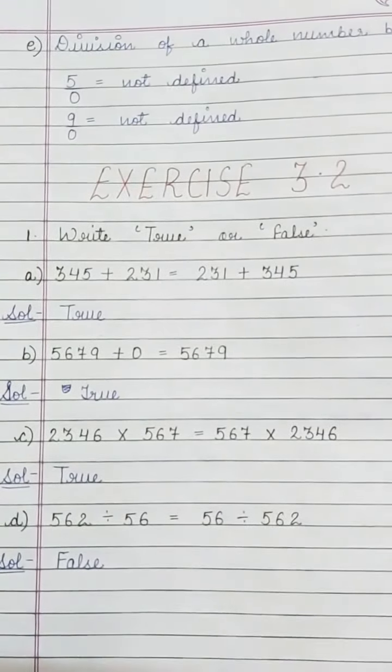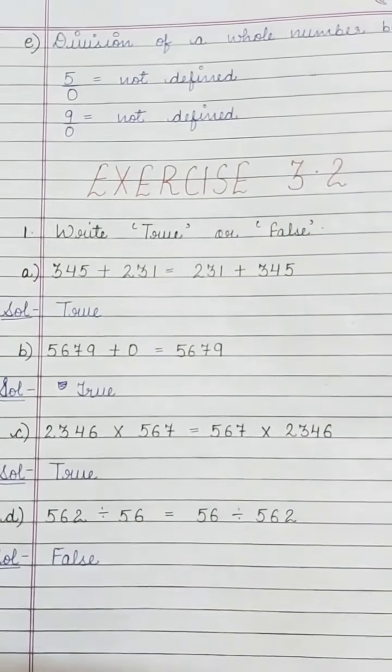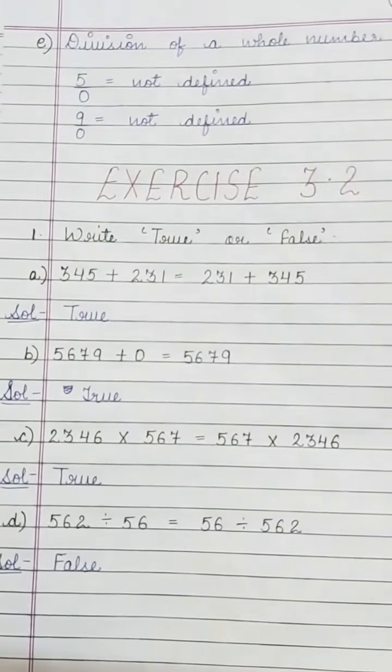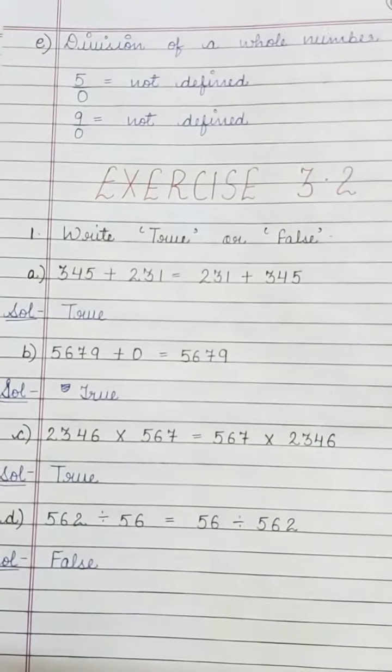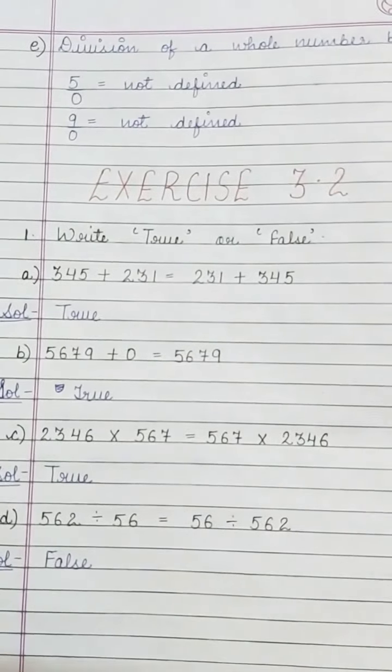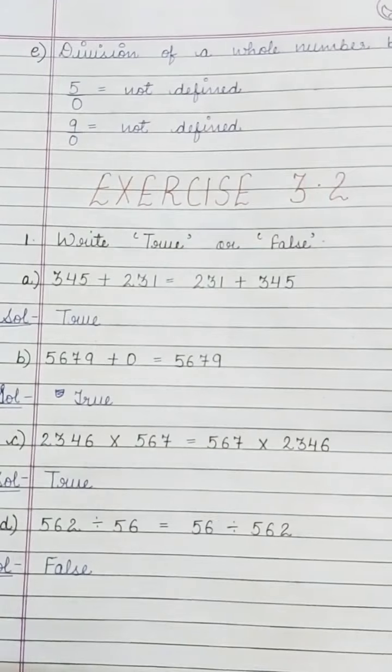Now the B part is 5679 plus 0 is equal to 5679. Now whenever you will add 0 to any number, the result will be the number itself. जब आप 0 को किसी भी whole number में add करोगे तो result क्या मिलेगा? वो whole number खुद. So the B part is also true.